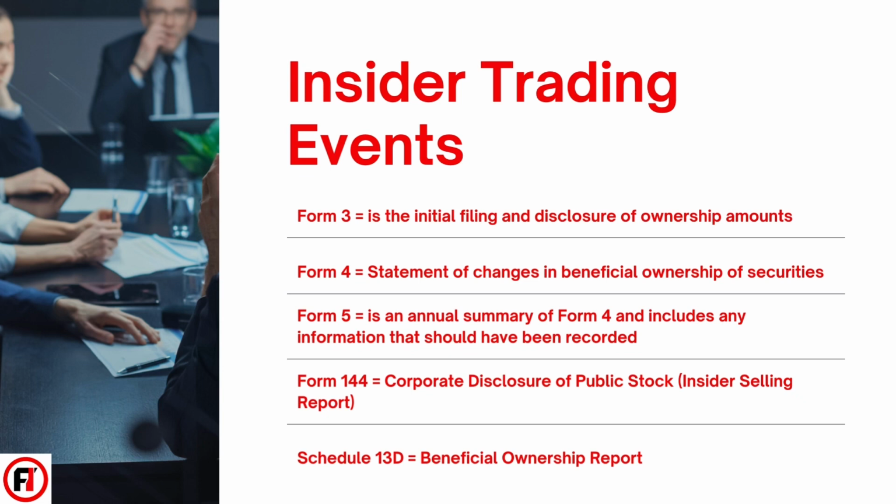Form 4. This is more of what you're going to see on a regular basis. That's the secondary offering, or the secondary market that we're talking about, where if an insider in a company is buying and selling shares, then that's where they'll report it. We're going to look at that today as well. Form 5 is an annual summary of Form 4.